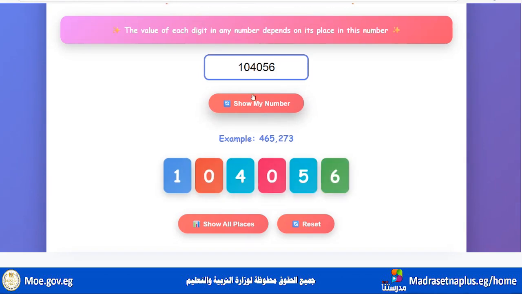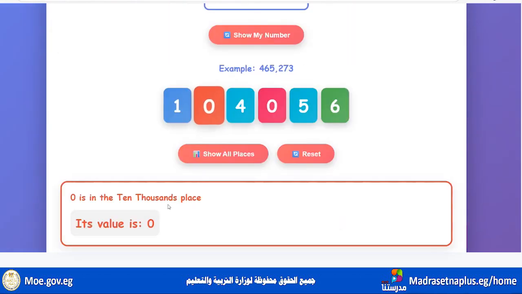Okay, now we have 2 zeros in our number. 0 in the 10,000 place, 0 in the hundreds place. What's the difference between them? Let's see. 0 in the 10,000 place, its value is 0. In the hundreds place, its value is 0. What does that mean? The value of 0 is 0 at any place.